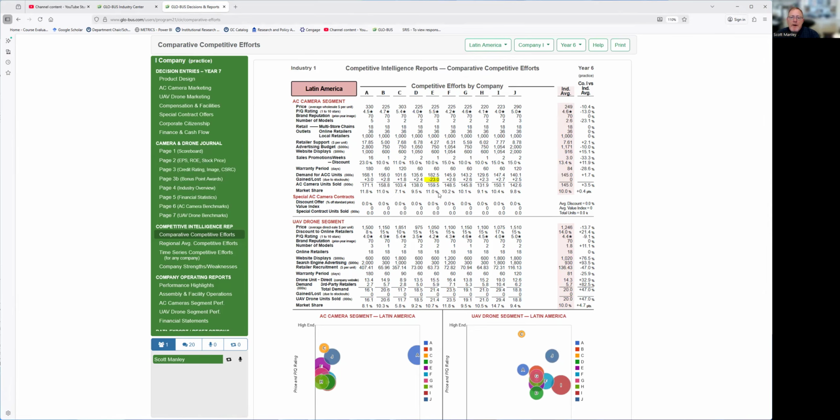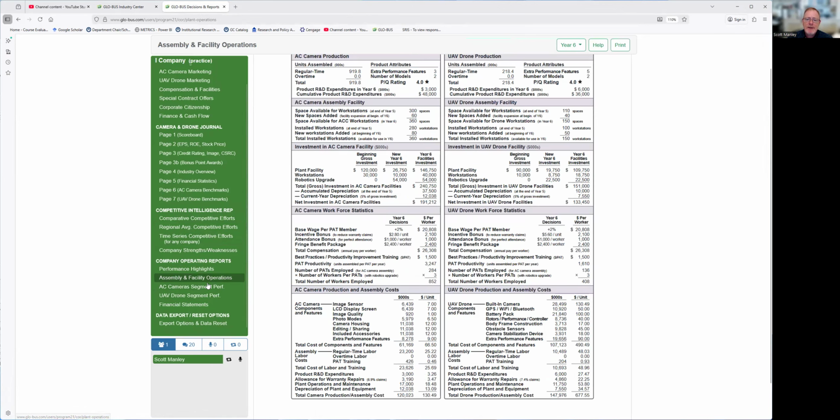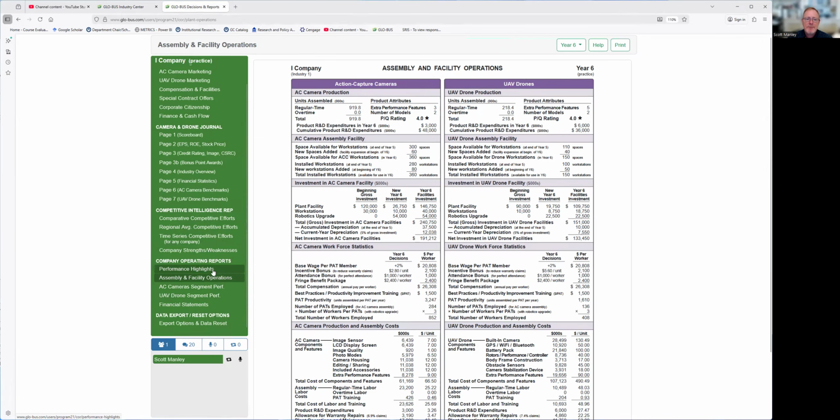So the reality is we were all competitive on price for the most part, but I just got outmaneuvered and undercut on price. Okay? That affects your operations. And now we get to the heart of why we didn't do well. So if I take a look at assembly and facility operation, that's in your company operating reports, you see that I had 360 workstations installed in my camera facility and 150 installed in my drone facility. Of those 360 workstations in the camera facility, I only used 284 of those.